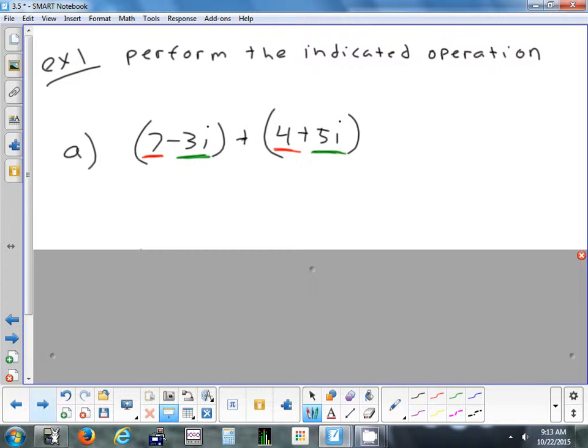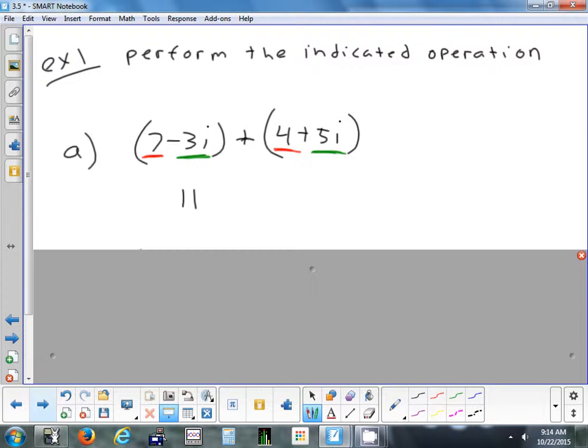All right, so this one says 7 minus 3i plus 4 plus 5i. Brendan, what's the real part of this first number? 7. What's the real part of this second number? 4. And what do you get if you do 7 plus 4? 11. That's the real part of my final answer.